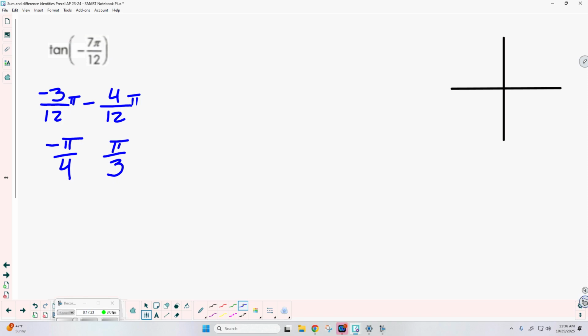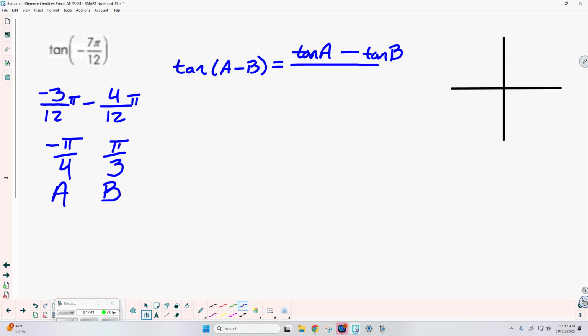Okay. Now remember, order is important. Because the negative pi over 4 is first, that's my A. This is my B. Now this time we chose to subtract inside of tangent. So let me write out that identity. Tangent of A minus B is equal to tangent of A minus tangent of B over 1 plus tangent of A, tangent of B.